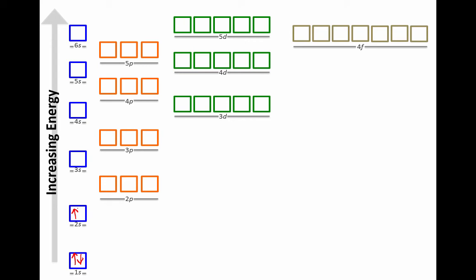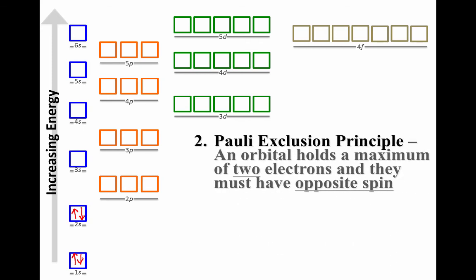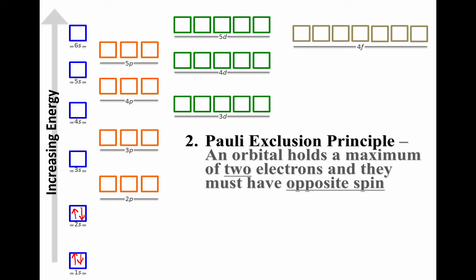What I'm doing right now actually has a name. It's called the Aufbau rule. And it says that sublevels are always filled from the lowest energy to the highest energy. And so as there are more and more electrons added, we continue to put electrons in the lowest available spot for them. You may have also noticed, while I'm filling in electrons, that I've done it in a specific way. The Pauli exclusion principle says that you can put a maximum of 2 electrons in each of these boxes. And if you do, you need to represent that they have opposite spin. We do that by putting the arrows pointing in opposite directions.